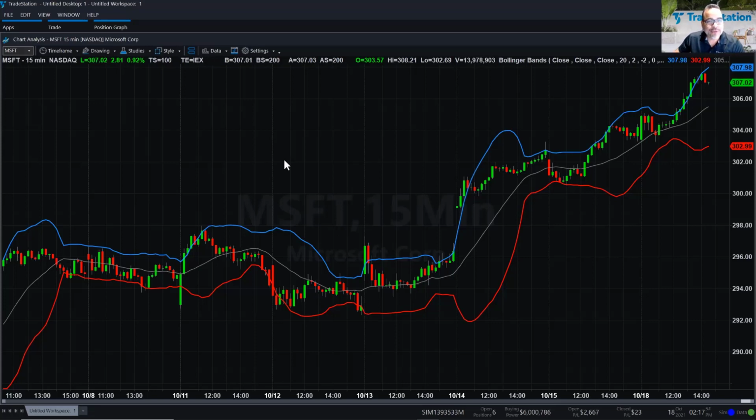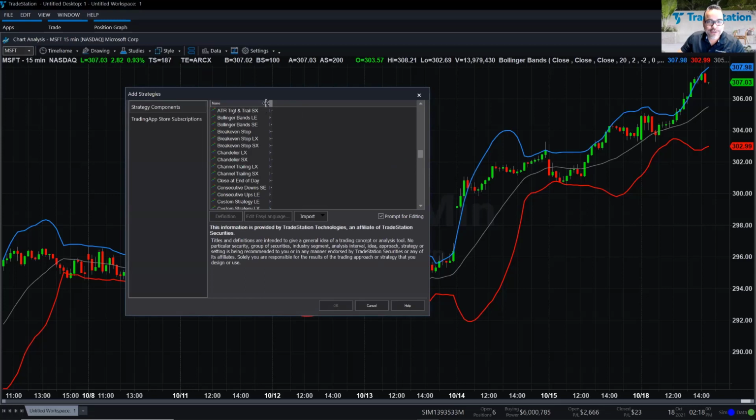Okay, so let's go ahead and put those strategies in the chart. I'm going to go to Studies, and I'm going to click on Add Strategy. As I said before, these are strategies that come built into TradeStation. One is the Bollinger Band LE, and the other one is the Bollinger Band SE. The abbreviations that you see right there at the very end, the LE and the SE, just tell you what type of strategy it is, what it is intended to do. The LE is the long entry, and the SE is the short entry.